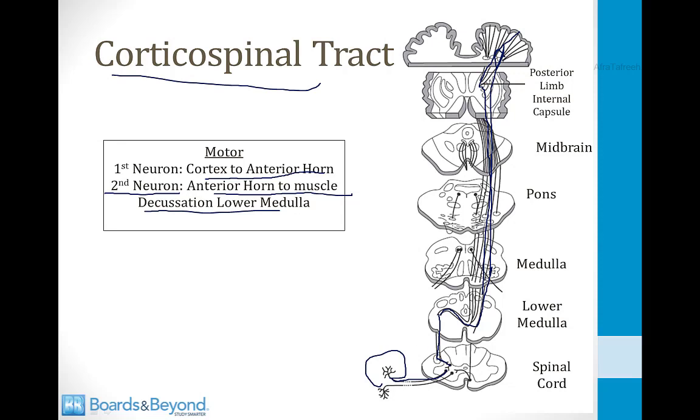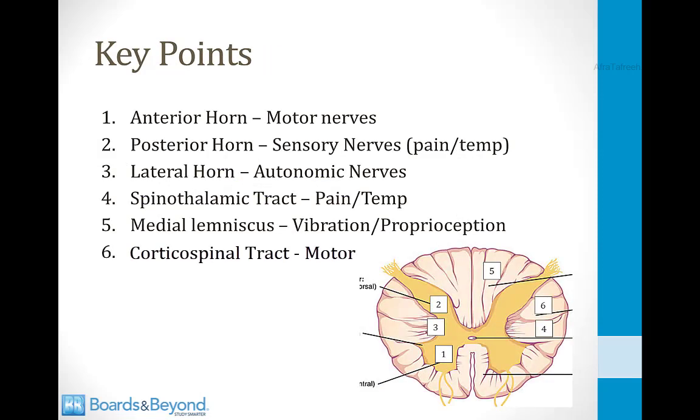On the other hand, lesions in the spinal cord create motor loss on the same side of the body. So let's review the 6 key points you should remember about the gray and white matter of the spinal cord. And we'll start with the gray matter first.